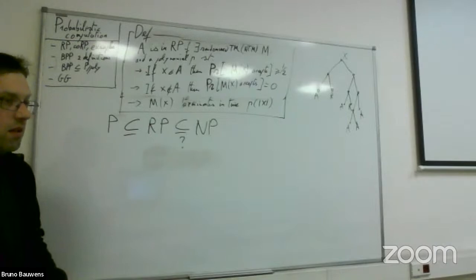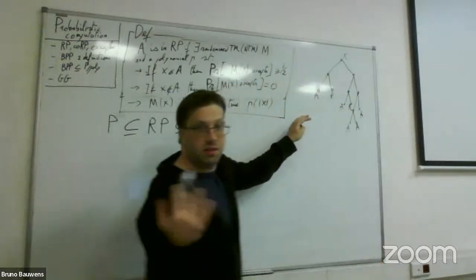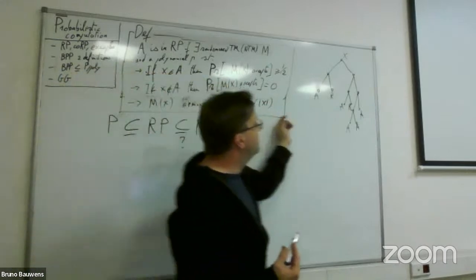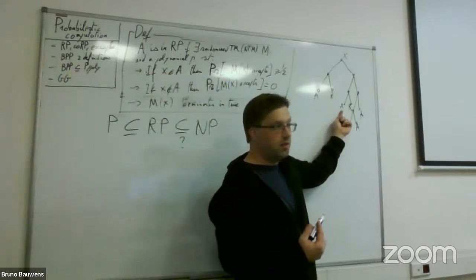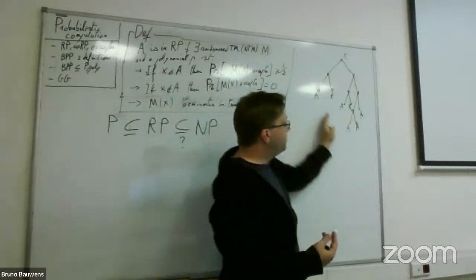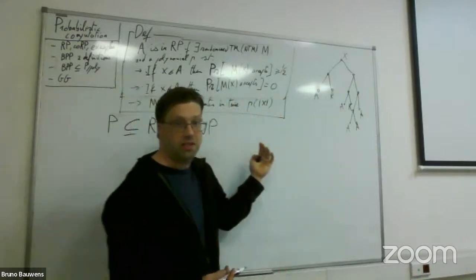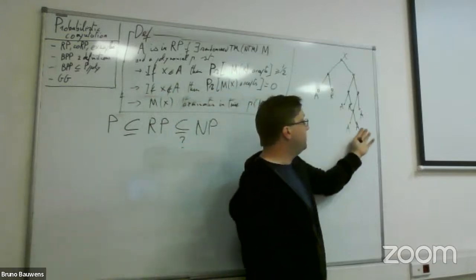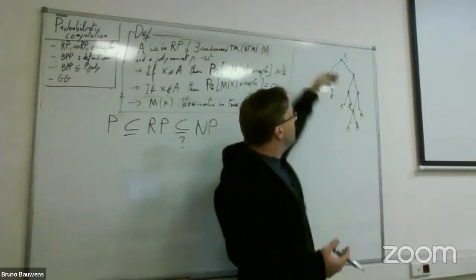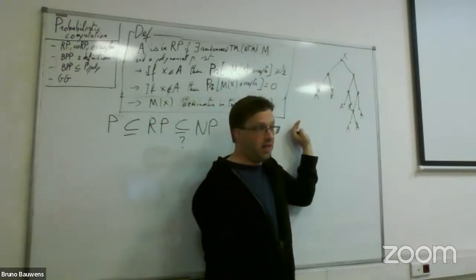Yeah. So what you want to say is, let's recall what is NP. If X is in the language, there should exist one accepting leaf. If X is out of the language, all leaves must reject. And what we have now for RP, if X is in the language, then more than half of the leaves should accept. Think about all branch leaves equally long, then half of the leaves should accept.